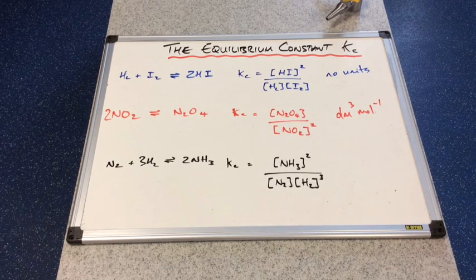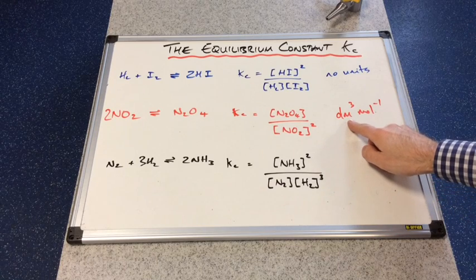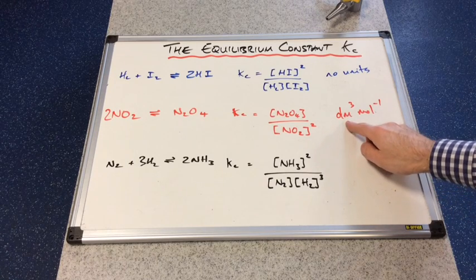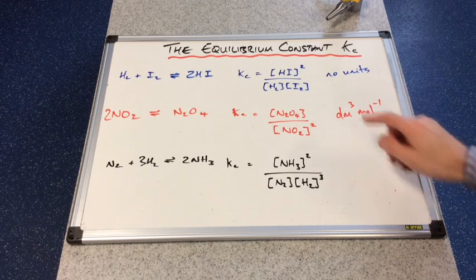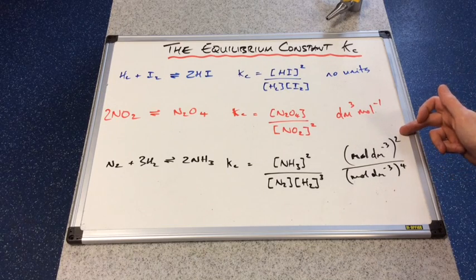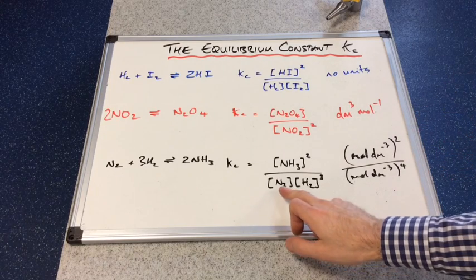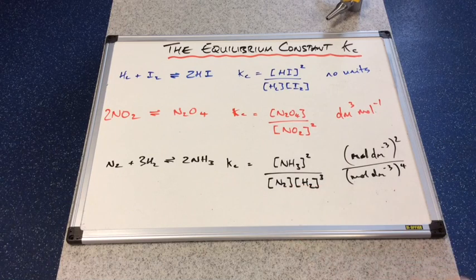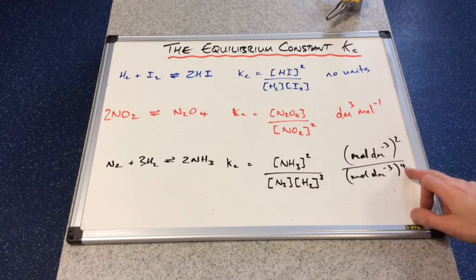And you can see that I'm following the conventional way of writing these units. Positive powers first, so dm cubed moles to the minus 1. So we'll deal with this last one now, the most complicated one. We've got moles per decimeter cubed squared on the top, and effectively we've got 4 lots of moles per decimeter cubed on the bottom, so it's moles per decimeter cubed to the power 4.